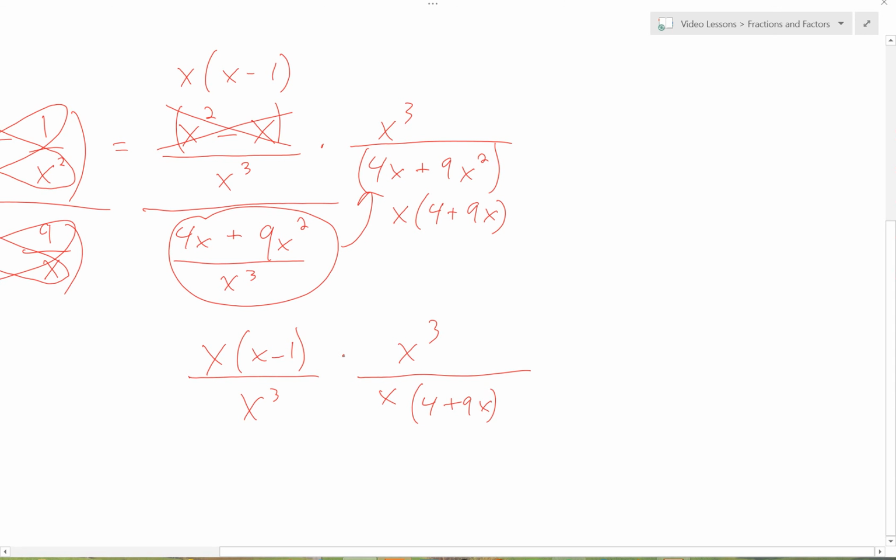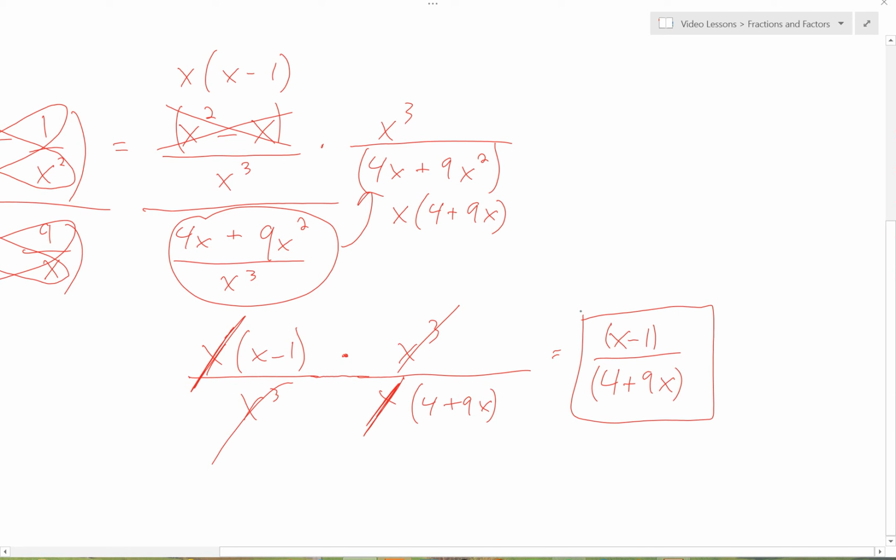Now, the next thing we can do is cancel these x to the thirds, right? Because this is an artificial separation. So those are definitely cancelable, and so are these x's, right? So it looks like what we're left with is x minus 1 over 4 plus 9x. And notice that these are both binomials, so we should put the parentheses. And since they're not the same, that's going to be the final answer.